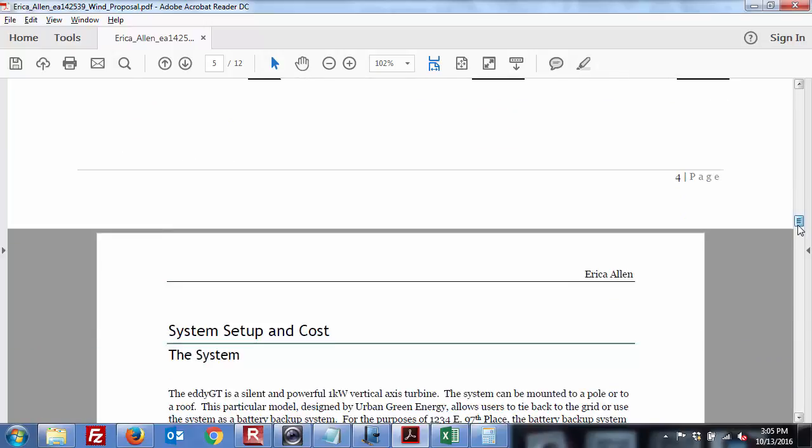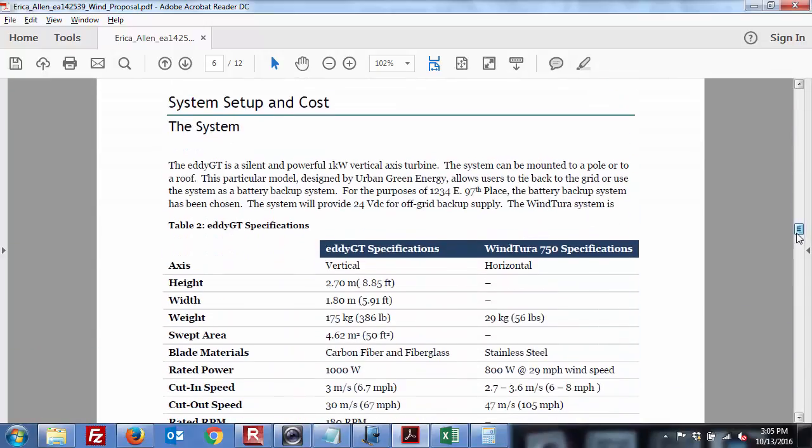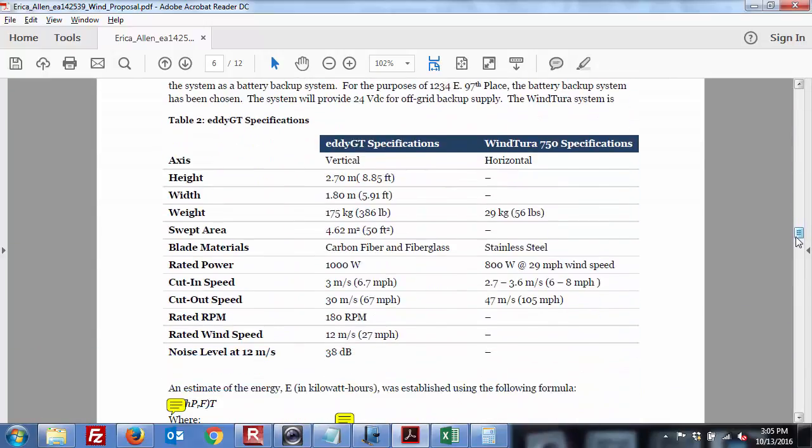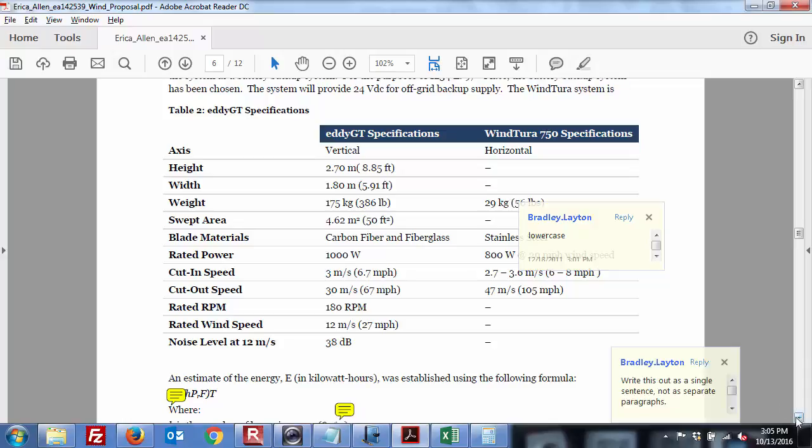Okay, so that's your load analysis. Now, she's got the specs on the turbine. Perfect. There's your 3 meters per second. That's that exercise we just did. Below 5 miles per hour, you're getting nothing. Estimate kilowatt hours.